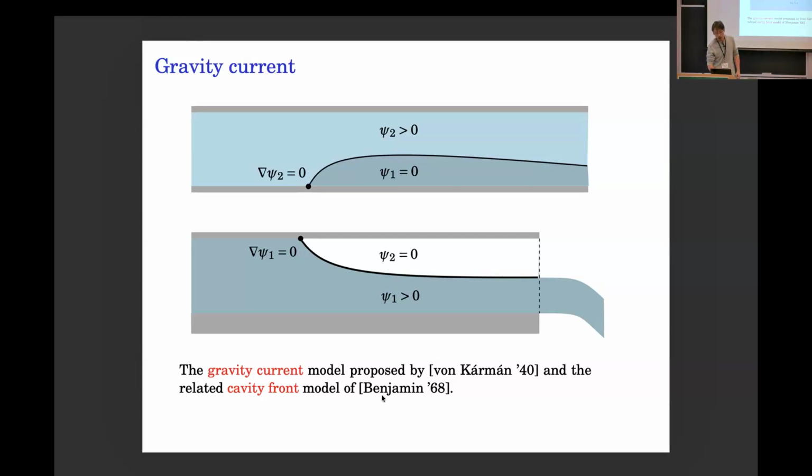But Benjamin also proposed a relevant model, which he called a cavity front, which is sort of like an upside down situation of the gravity current. So instead of lighter on top of heavier, you can have a cavity bubble on top of a fluid, and the fluid is emptying out in one direction and pushes the bubble to the right. Okay, and at the place where you see this triple junction contact point, one could expect a certain kind of singularity happening. So what would the angle be?